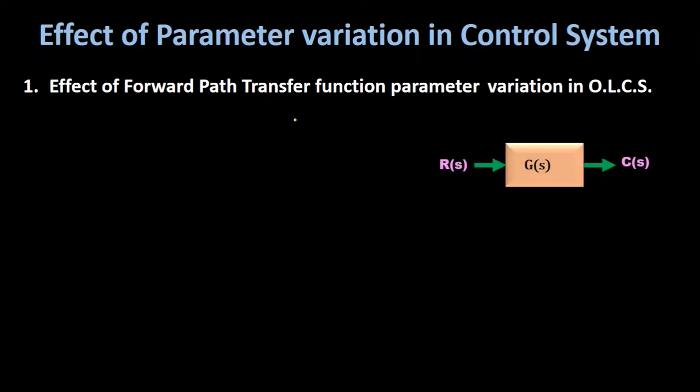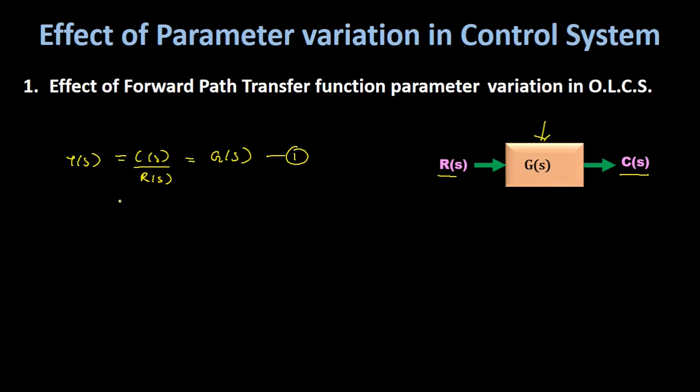This is the block diagram representation of the open loop control system. In this, R(s) is the input response, C(s) is the output response of the system, and G(s) is the forward path transfer function. If you want to find the overall transfer function of this open loop control system, it is represented by T(s), which is equal to C(s) by R(s), that is output response upon input response, which is equal to the forward path transfer function G(s) in the open loop control system. Now let us take this equation as equation number 1.